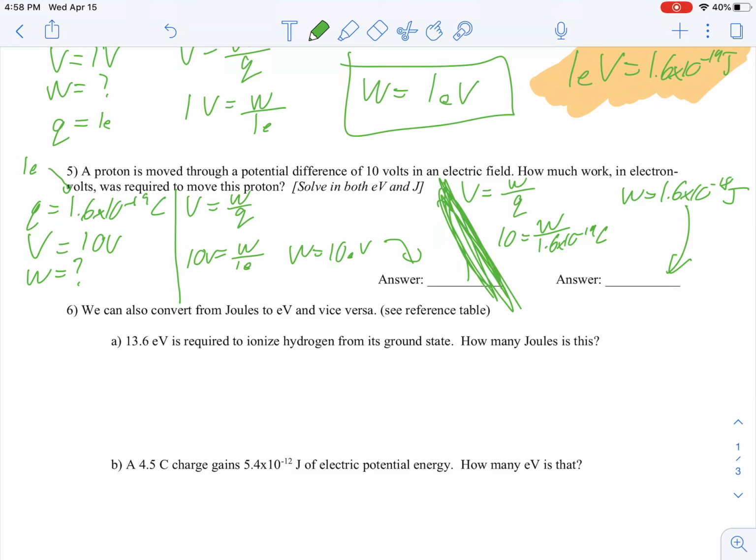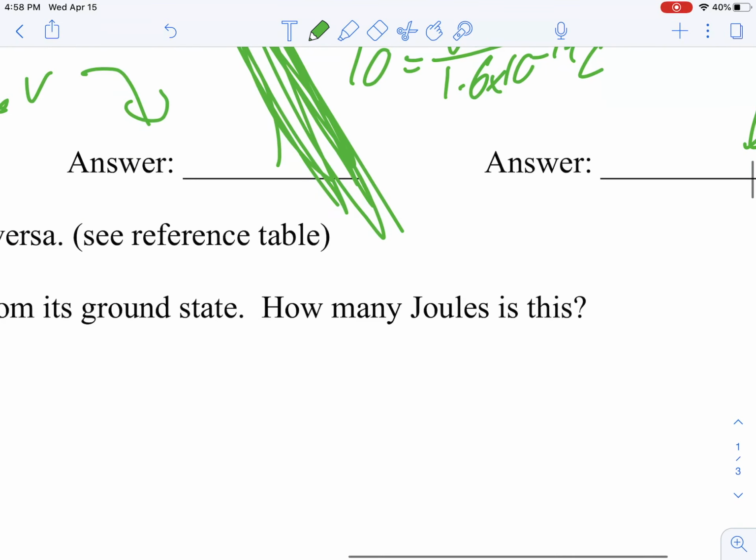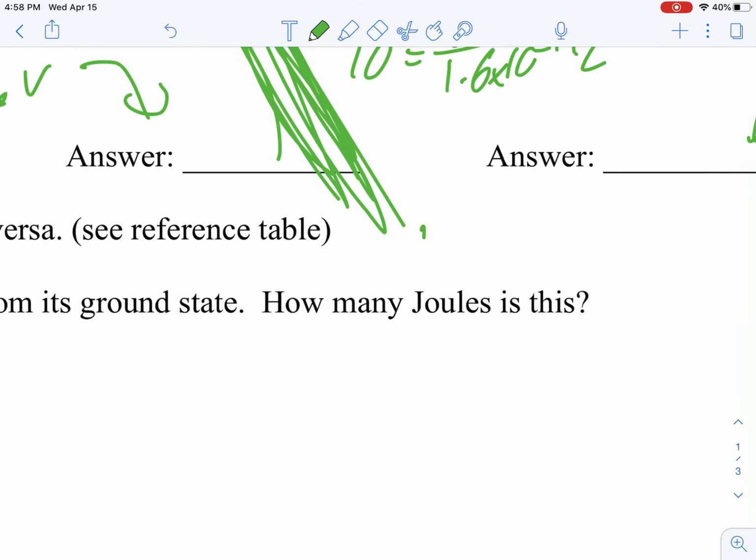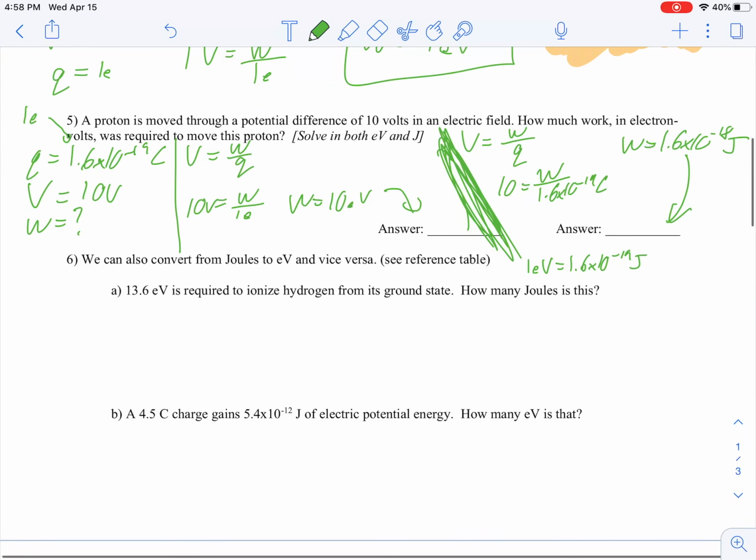So we can also convert from joules to electron volts and vice versa. See the reference table. We already mentioned that. On your reference table, if you didn't write it down already, 1 electron volt equals 1.6 times 10 to the negative 19 joules. So we're going to use that conversion factor. The first one here says 13.6 electron volts is required to ionize hydrogen from its ground state. How many joules is this? We'll get into what that means later on. But let's start with 13.6 electron volts.